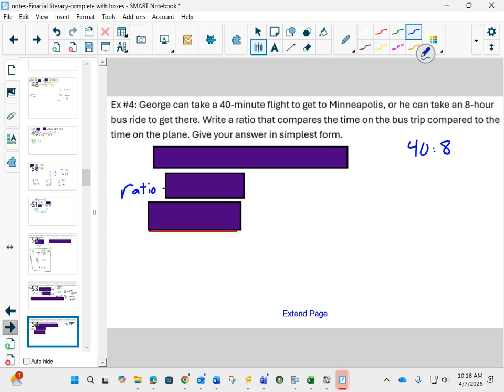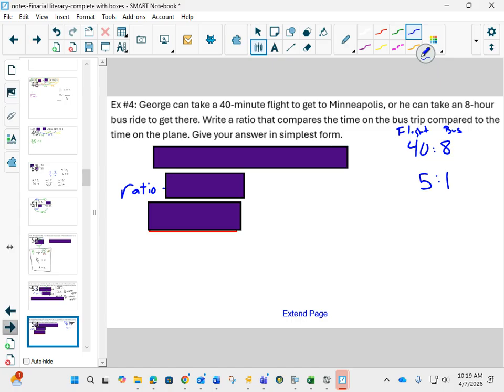One was 40, one was 8. Obviously, the plane takes 5 times longer than the bus, because 40 is 5 times bigger than 8. Is it because it's not in the most simple form? Well, sort of, but there's another issue here. If I do 40 and 8, this reduces to 5 and 1, because they both divide by 8. And this was my flight, and this was my bus. So if I do this, I would say my flight takes 5 times longer than my bus.